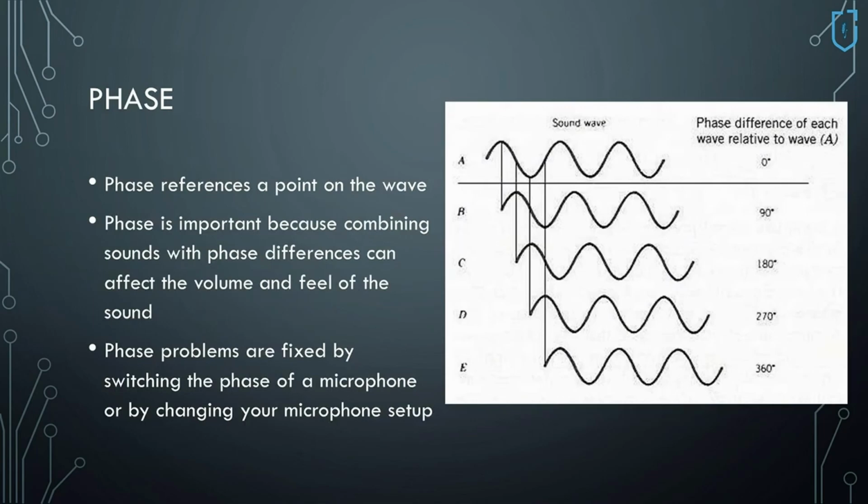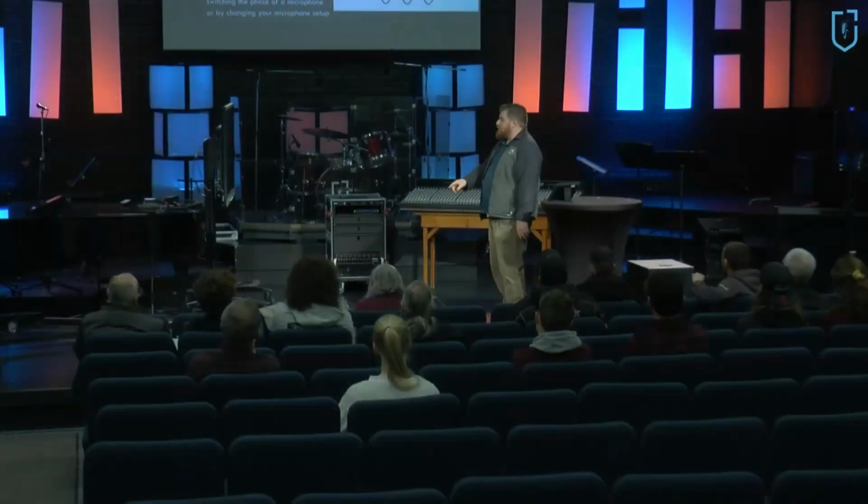So, phase. If we have our sound wave, this is where I can probably draw something, but I'll show you here. This references a point of the wave. Phase is important because combining sounds with phase differences can affect the volume and the feel of the sound. Phase problems are fixed by either switching the polarity of a microphone, you can't switch the phase, or by changing your microphone setup. So in our picture here, we have our first sound. That's going to be your 0 time. And what's actually happening is the next sound wave is happening later in time, and so now they're out of phase.